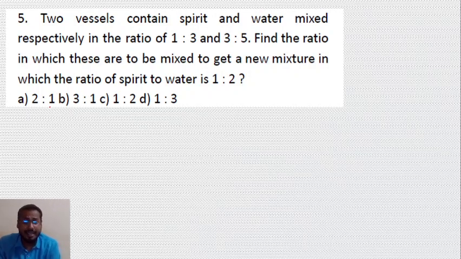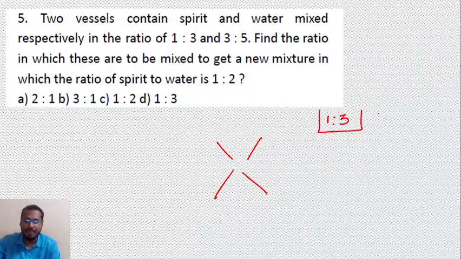Two vessels contain spirit and water mixed respectively in the ratio of 1:3 and 3:5. Find the ratio in which these are to be mixed to get a new mixture in which the ratio of spirit to water is 1:2. Here, compared to the previous question, all three ratios are given. So let's take the diagram. One is 1:3, this is one vessel, and another vessel is 3:5. Now I'm going to mix these two vessels and the resultant should be 1:2.